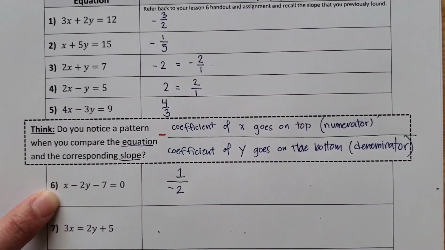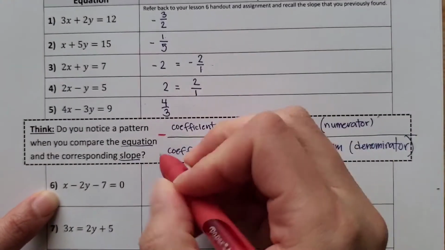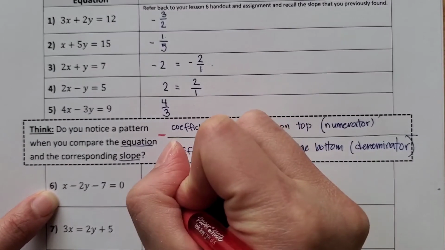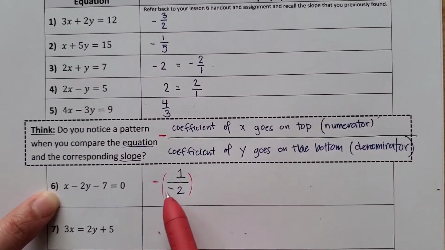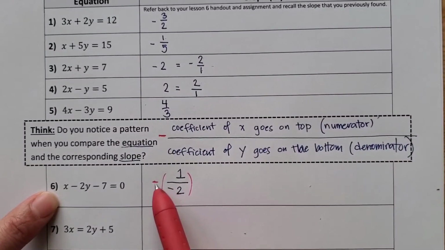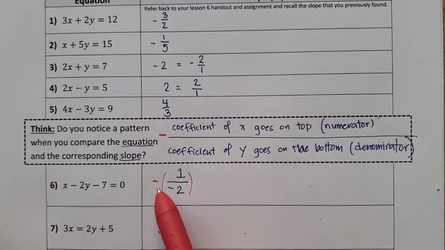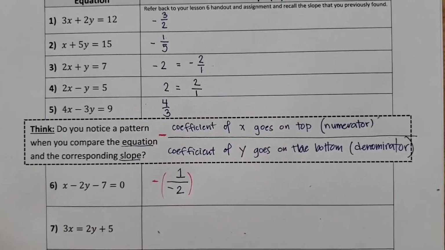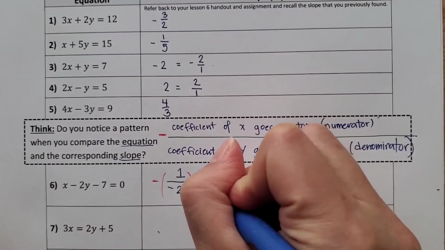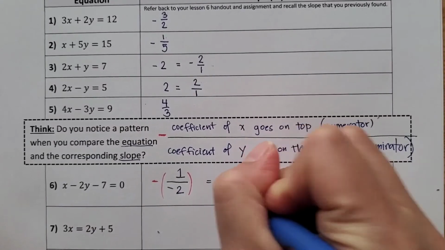Don't forget that negative, you notice the pattern that you actually multiply by negative, okay? So I'm going to put brackets around there to show you're going to multiply this by negative. So what happens is a negative times a negative equals a positive. So you end up with 1 over 2. And that's the slope.